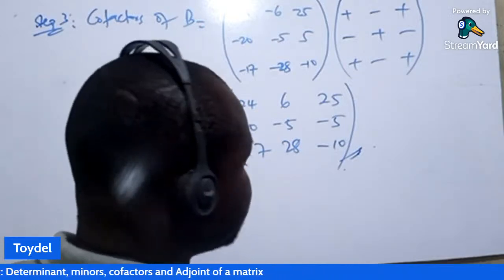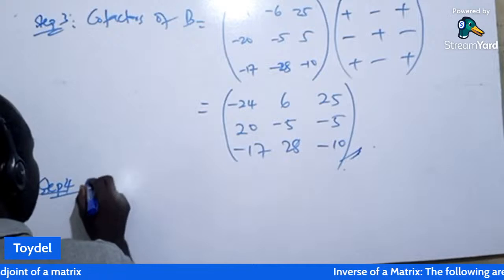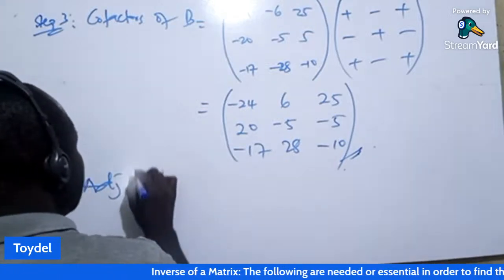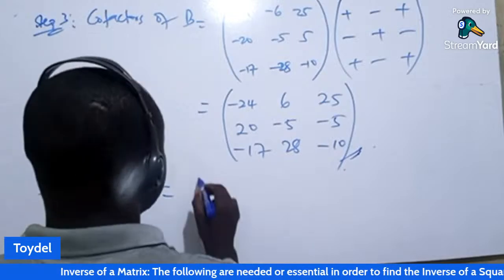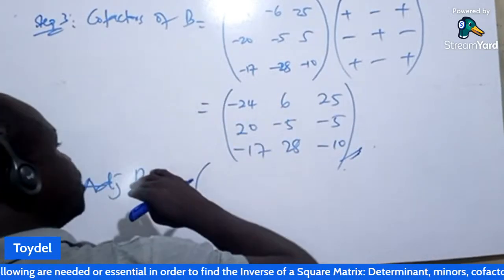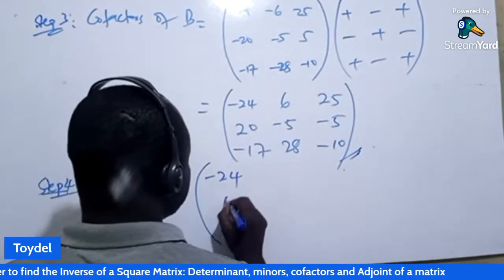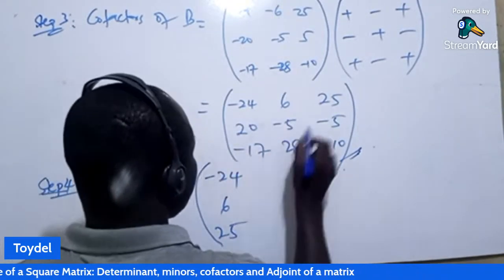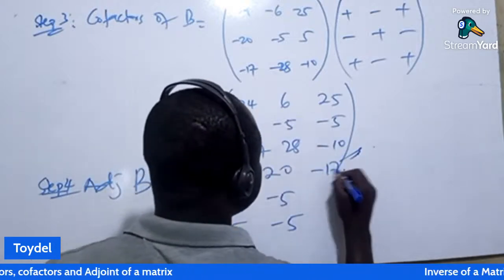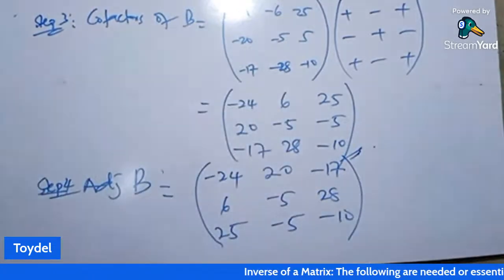Then once we know the cofactor of B, we can go to step 4. That is the adjoint of B. So adjoint of B simply means when we transpose the cofactor, we are interchanging row to column. So first row to first column, then we have minus 24, 6, 25. We have 20, minus 5, minus 5. Then we have minus 17, 28, minus 10. So this represents the adjoint of B.